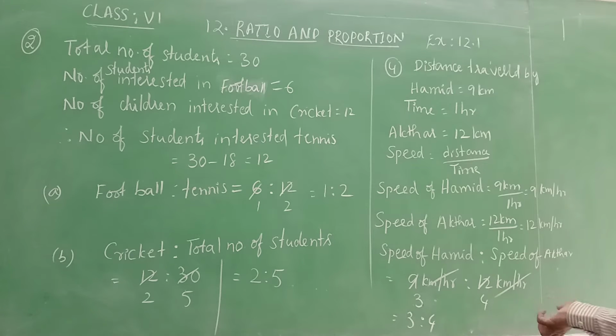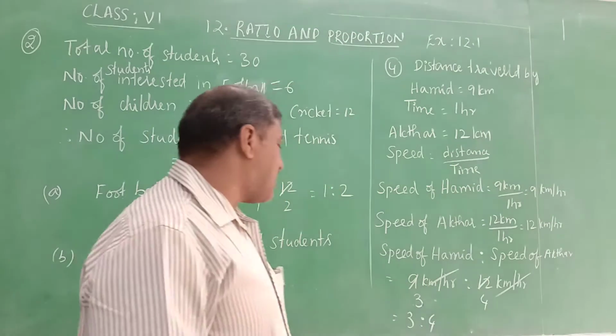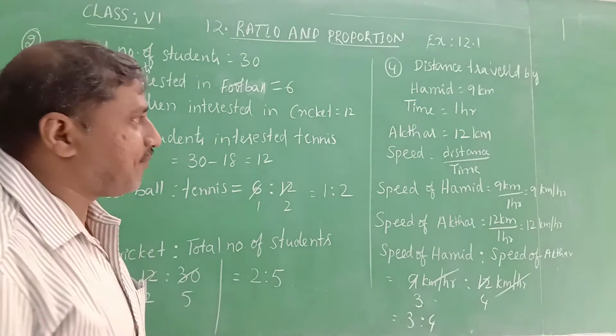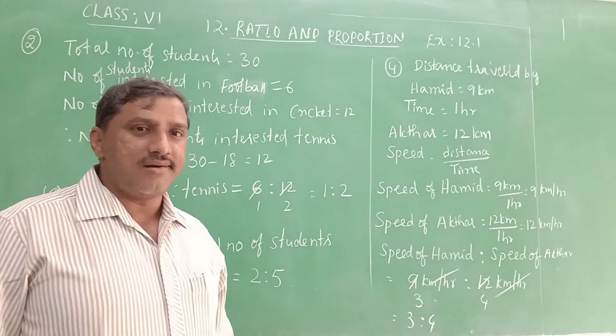Sometimes they may ask you to find the speed of Akhtar to the speed of Hamid. So first we should choose the speed of Akhtar, then the speed of Hamid. That will be 4 is to 3. All these are the applications of a ratio. Clear?